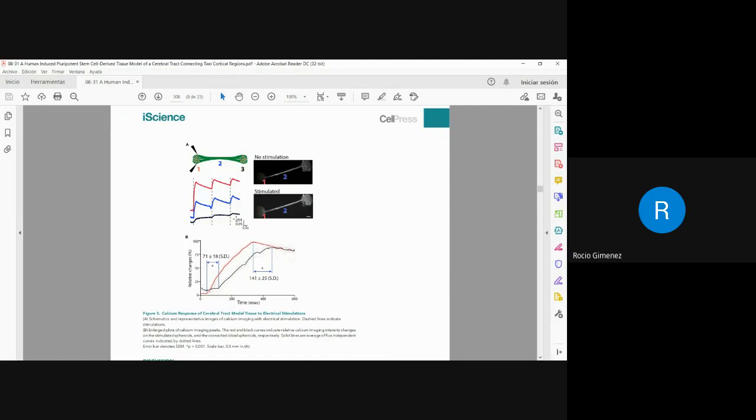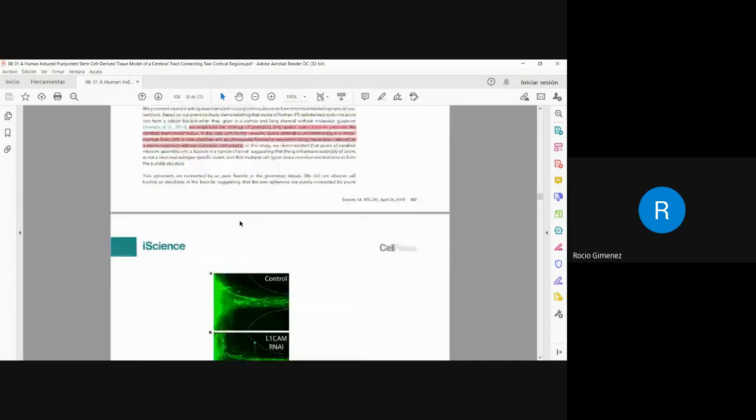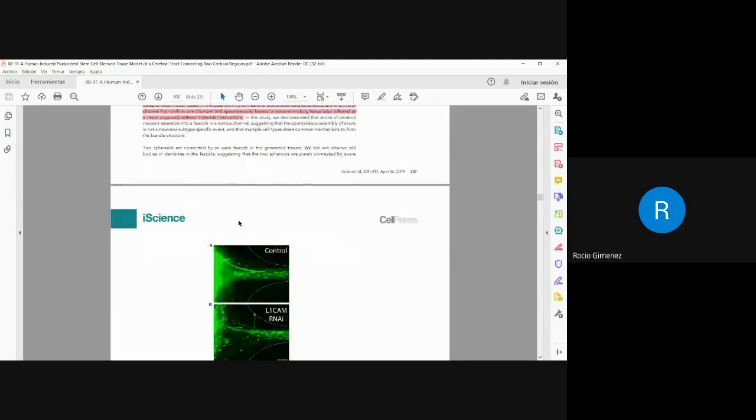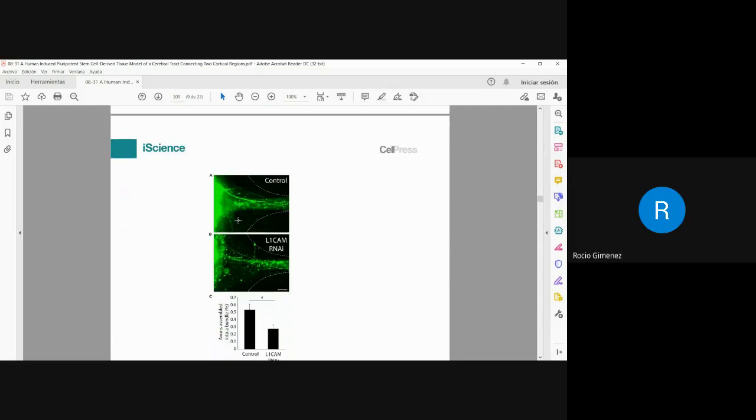And finally, the cerebral tract formation can be disturbed by different factors. The L1-CAM gene produces L1 cell adhesion molecule that facilitates axons to interact with each other, and axons from the L1-CAM knockdown cells exhibited a significantly lower ratio of axons assembled into a bundle than the control cells.